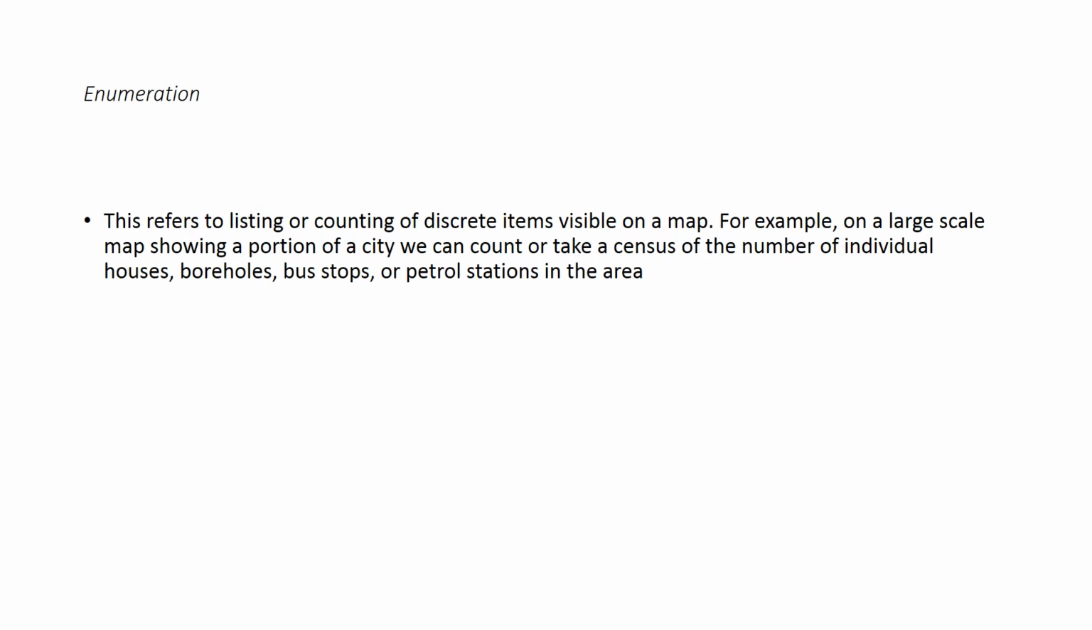Enumeration. This refers to listing or counting discrete items visible on a map. We need a large-scale map to do this, and we can look and pick the number of houses, boreholes, bus stops, petrol stations in the area.